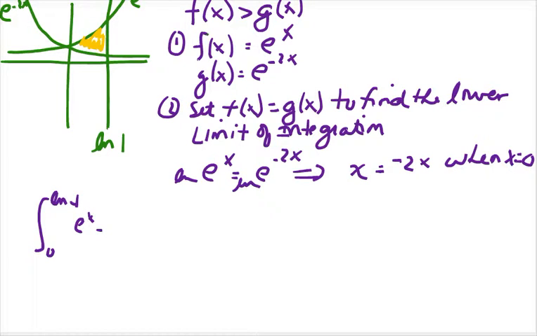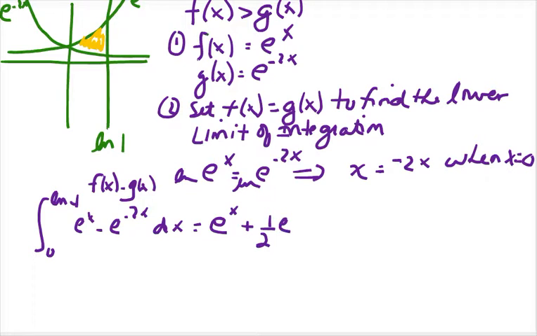e to the x minus, right? Remember that we're doing f of x minus g of x for area between two curves. And the second function, the g of x, is e to the negative 2x. So this just boils down to finding the antiderivative and evaluating it. Hopefully, and we did review this in class, you understand that for this piece you need to use substitution.